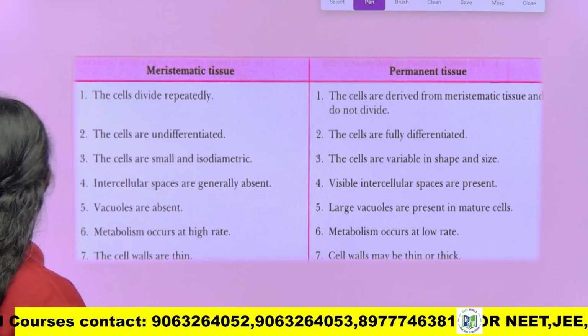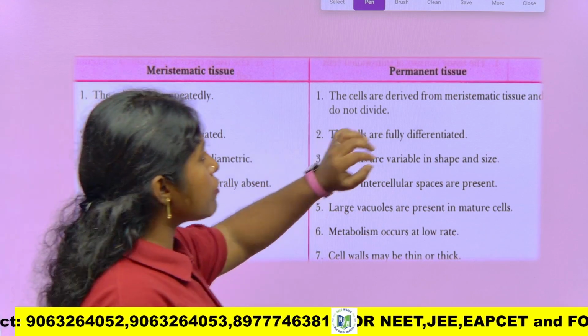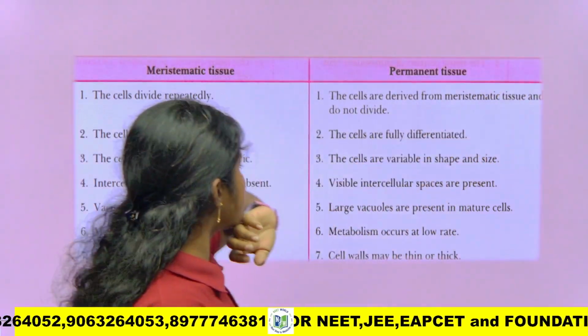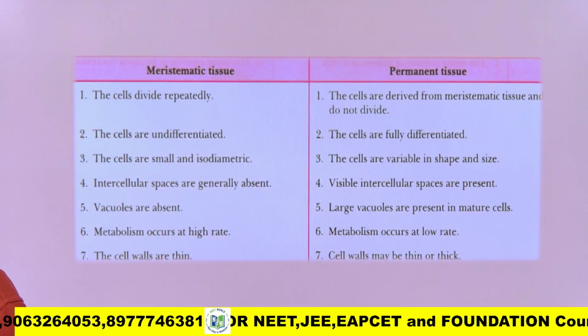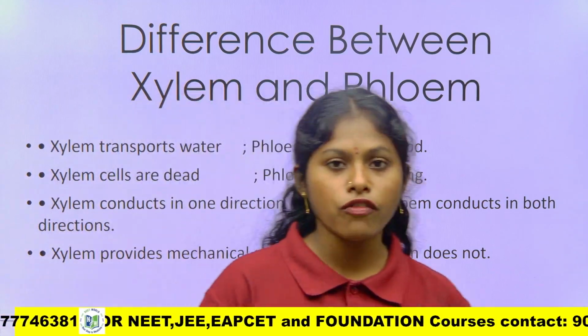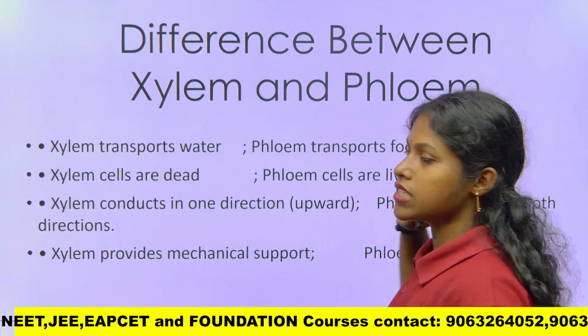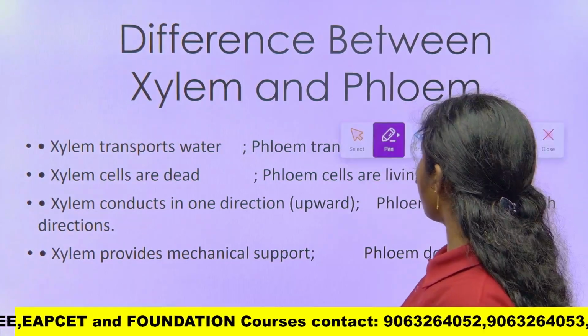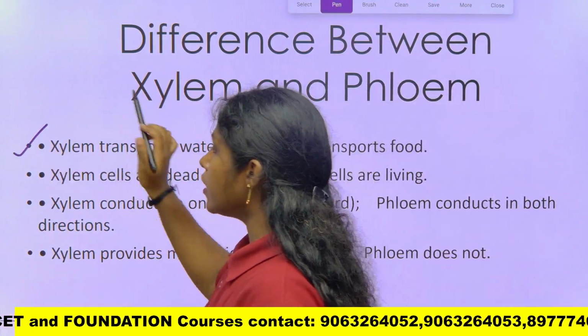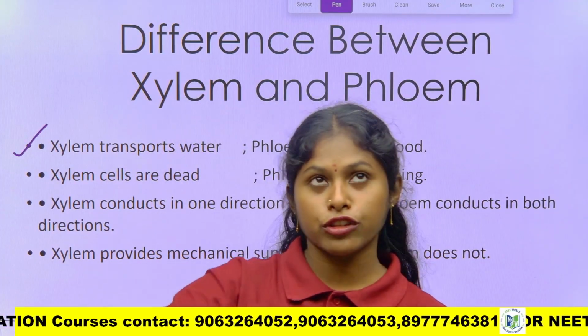Let's now look into the differences between xylem and phloem. Xylem and phloem come under which type, children? Are they simple permanent tissue or complex permanent tissue? Xylem and phloem come under the group of complex permanent tissues, right. So, here the main function of the xylem is what? It transports water. I gave the example, right: if it is a building, the underground water should be supplied to the top floors, to all the floors of the building.